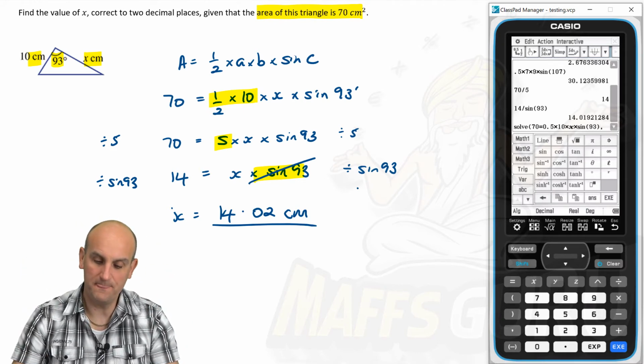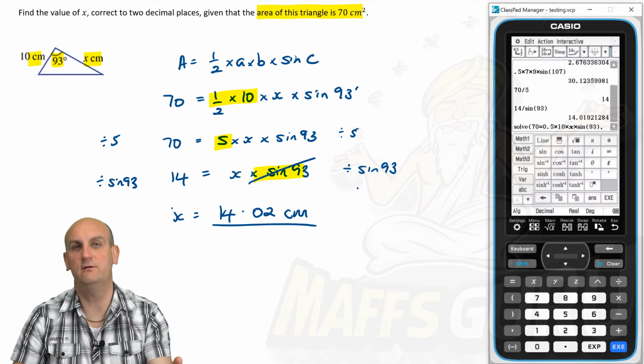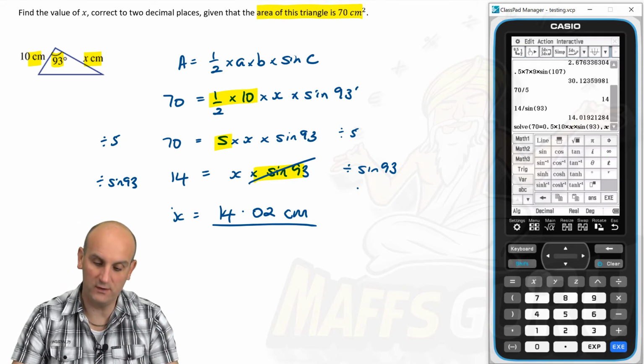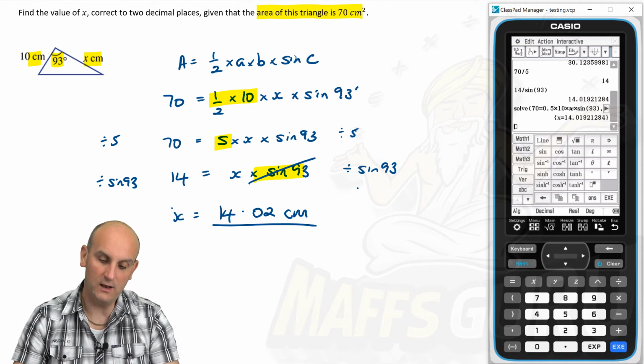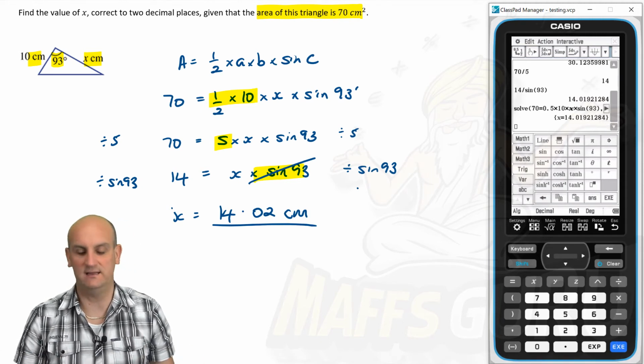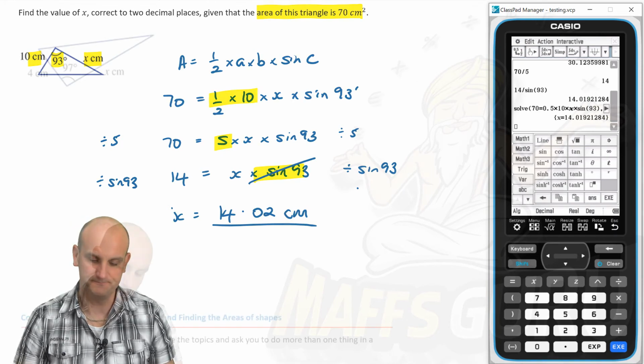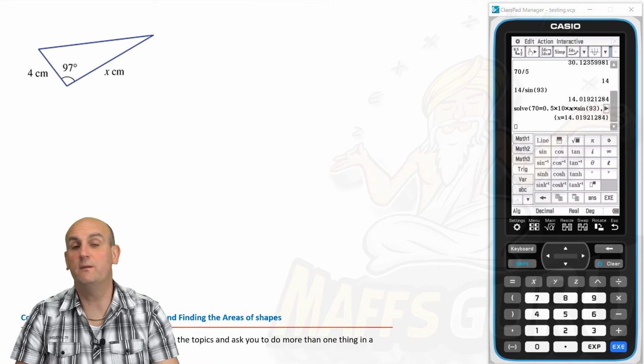Now I do a comma, and I say to the calculator, okay, can you now solve it for the value of X? Close my brackets to finish the function, and hit enter, and lo and behold, out comes exactly the same value. God, don't you just love a calculator? I do. Absolutely. Here is another example.